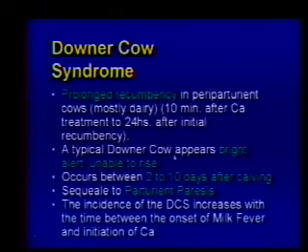A typical downer cow appears bright, alert, and is unable to rise. Occurs between 2 to 10 days after calving. It's a sequela to parturient paresis. The incidence of the downer cow syndrome increases with the time between the onset of milk fever and initiation of calcium. The longer it takes you to treat a cow with milk fever, the higher the risk of this cow becoming a downer cow.